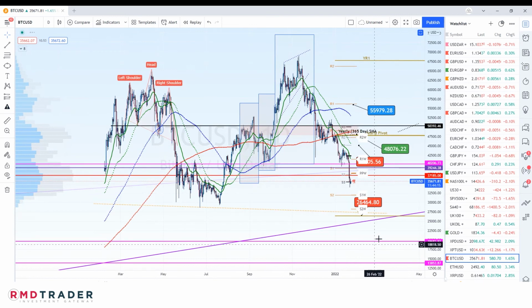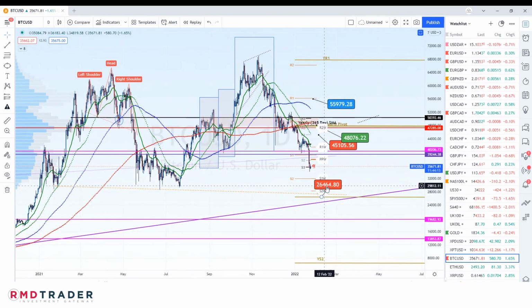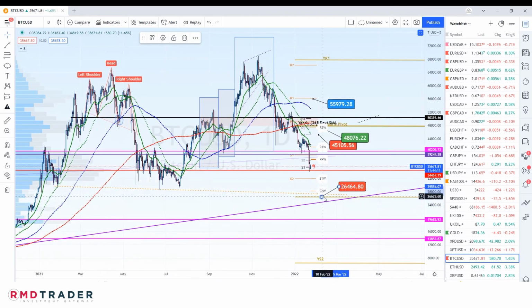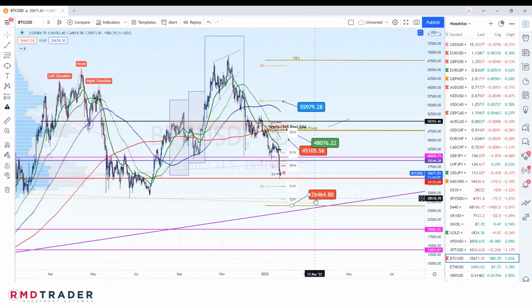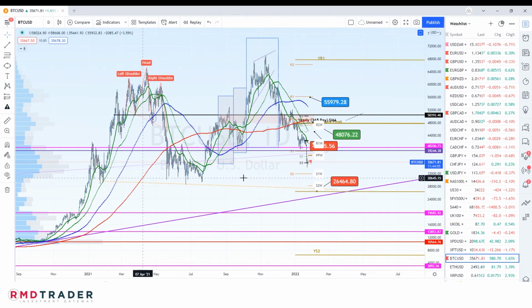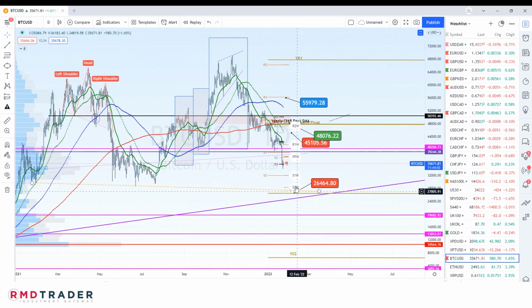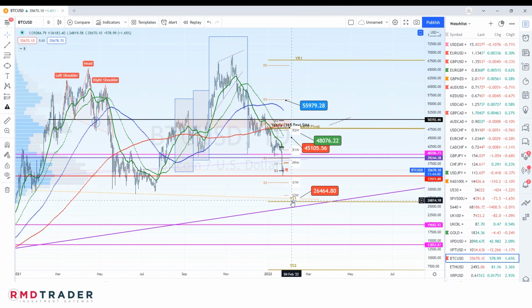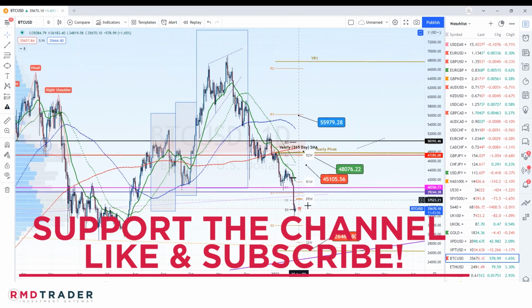And then the overall target that we've mentioned for a number of weeks now remains down here at the yearly S1 at 26,400 around, so around about there. So this would be our target that we have been waiting for quite some time, and which we currently seem to have seen playing out.